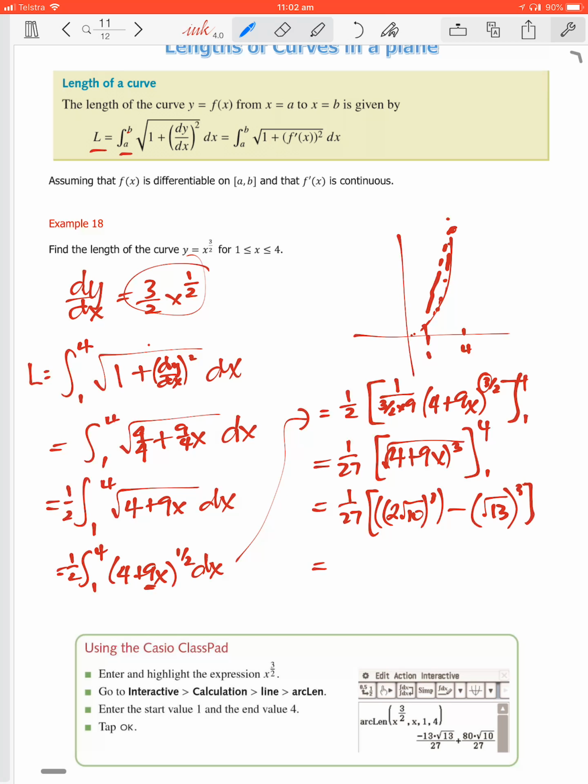Okay, so this is a little bit nasty, but we've got 1 on 27. If we cube 2, we get 8. If we cube root 10, we're going to get 10 root 10.